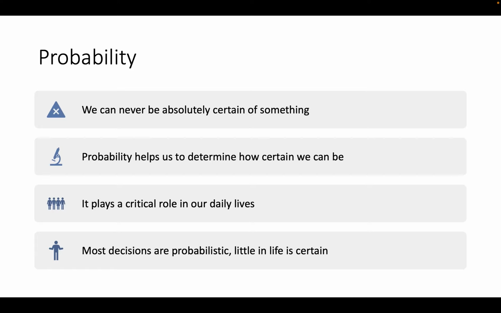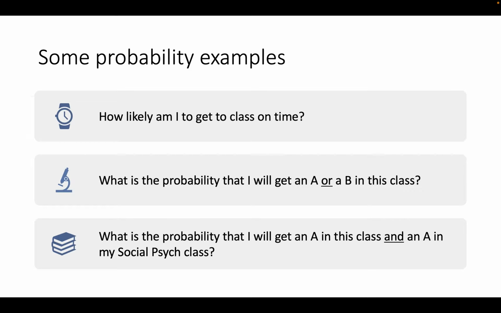So, believe it or not, most of the decisions you make are probabilistic. For example, how likely are you to get to class on time? What is the probability that you'll get an A or a B in this class? Or what is the probability that I will get an A in this class and an A in, say, your social psych class? Well, all of those things can be determined using probability.